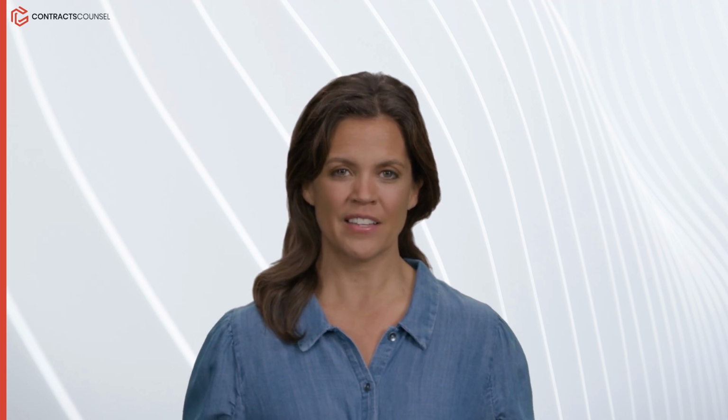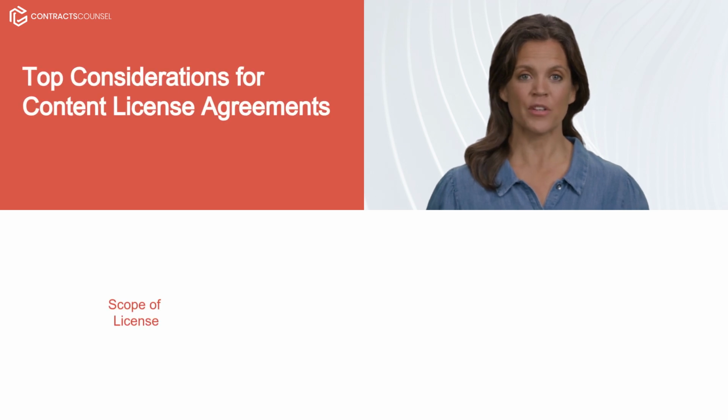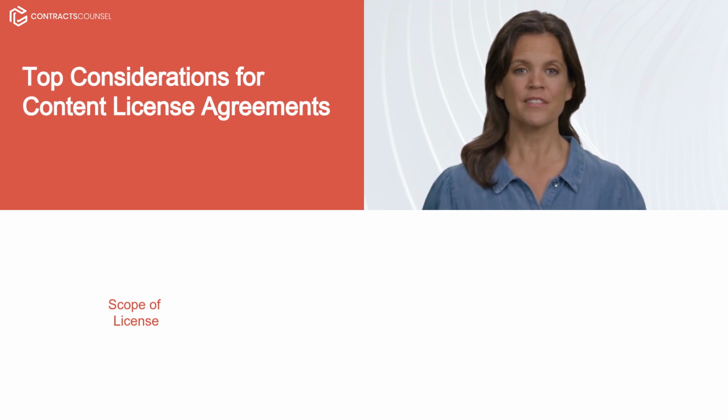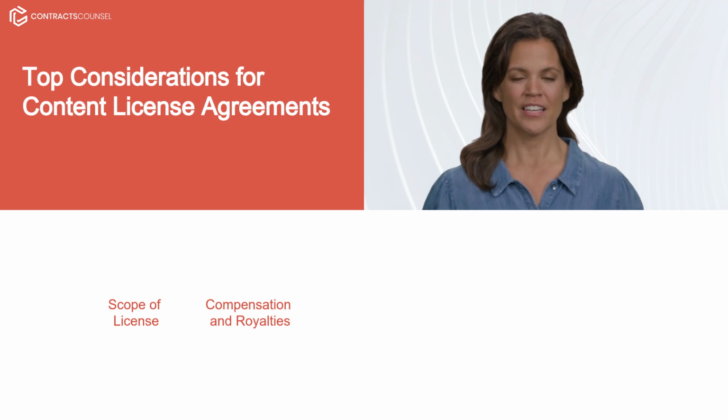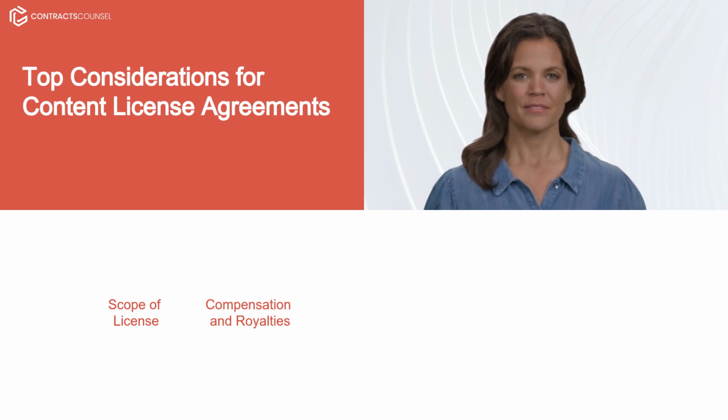Content license agreements are legally binding documents that outline the terms and conditions under which content is licensed from the creator to a licensee. Before diving into specific terms, here are some top considerations to keep in mind. Scope of license. Ensure the agreement clearly defines what content is being licensed, how it can be used, and any restrictions on its use. Compensation and royalties. Understand the payment terms, including upfront fees, royalties, and any minimum guarantees.